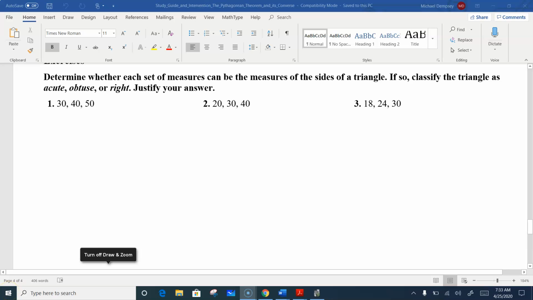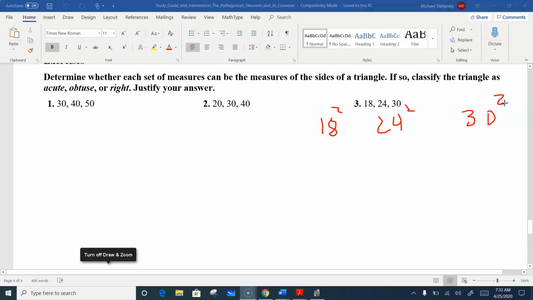Okay, so first, again, I'll check 18 plus 24, 42. Much bigger than 30, so we're safe to attempt this one. 18 squared, 24 squared, and we've done 30 squared. Again, third time here, we know what that is.